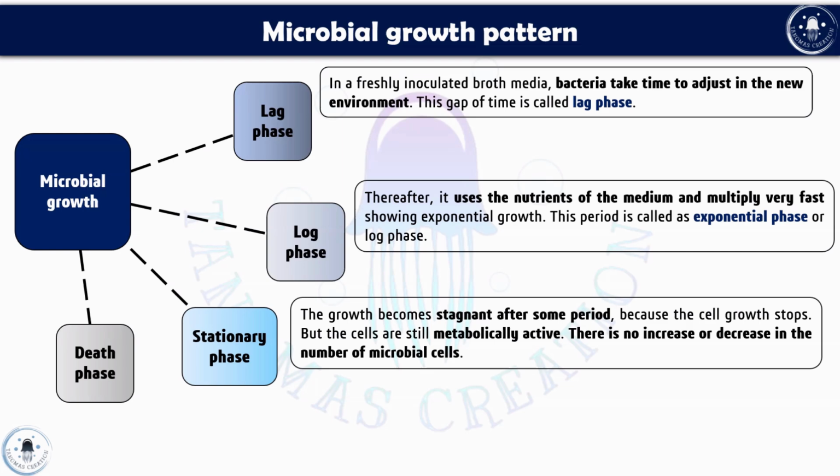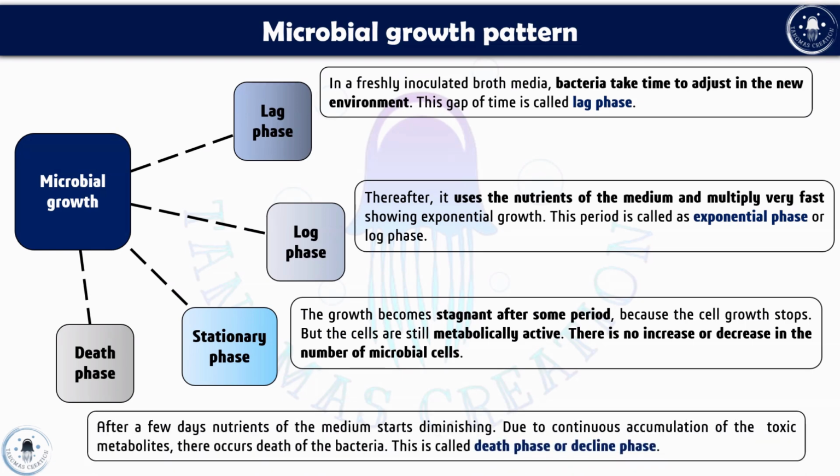Now after that, after some period, what happens? The growth becomes stagnant. Why? Because the cell growth stops. After log phase, what happens? The growth becomes stagnant because the cell growth stopped. But since the cell growth is stopped, it doesn't mean that they are not active. They are still metabolically active. Okay, but there is no increase or decrease in the number of microbial cells. That means what? They are not dividing. In the stationary phase, they are not dividing. Okay, so there is no increase or decrease in the number of the microbial cells in the stationary phase. So this is called the stationary phase.